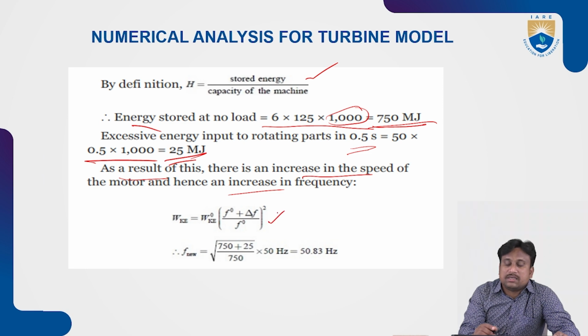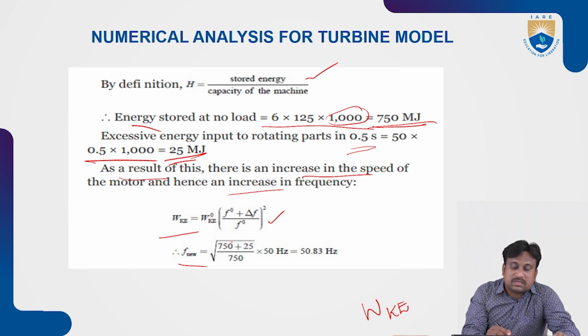Then the total kinetic energy is expressed as W suffix K, so this becomes W suffix KE naught into (F naught plus delta F by F naught) whole square. Substituting, F naught is 750 and delta F is about 25, so 750 plus 25, 775, by 750, multiplied with the frequency value of about 50 Hz. This gives 50.83 Hz. This is the new value of the frequency that we are going to reach.